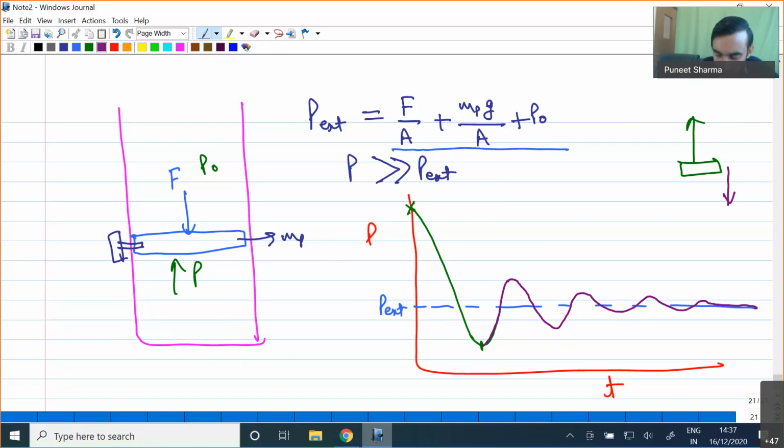So have we assumed that the pressure of our gas is greater than the external pressure? Yes, we have assumed. Okay, sir.